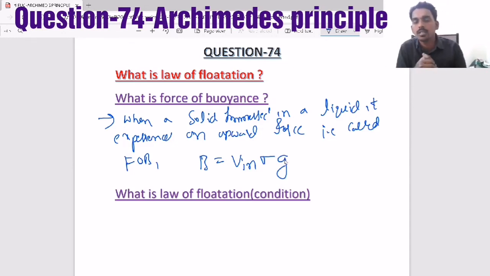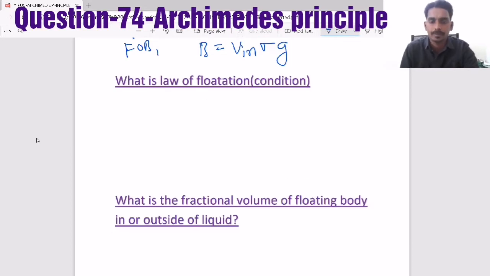Whenever a solid is immersed inside the liquid, there must be an upward force. That upward force experienced by the solid body is called force of buoyancy.